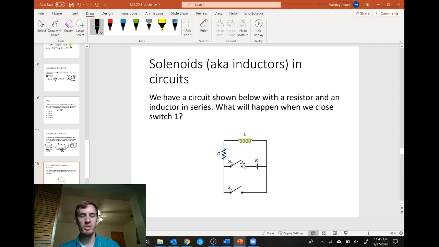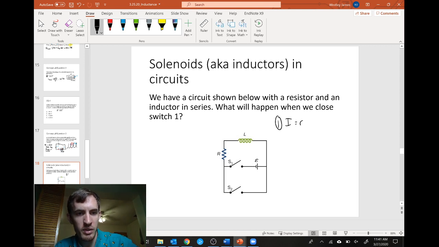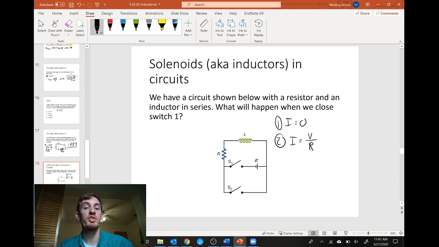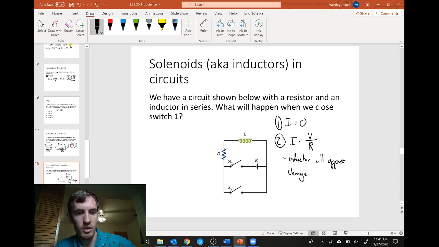This is the basic setup, which is just going to outline exactly what I already talked about. So when we close switch 1, that's the exact problem that I just showed here. When you close switch 1, we're going from no current. So we start with current equals 0 to current equals V over R. That's what it immediately wants to do. But the inductor will oppose change in current. So we went from no current to some current. The inductor is going to oppose that.